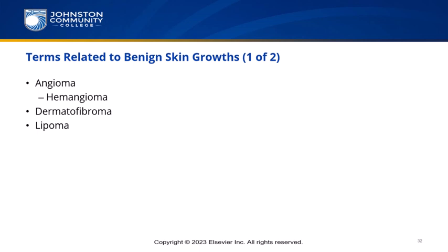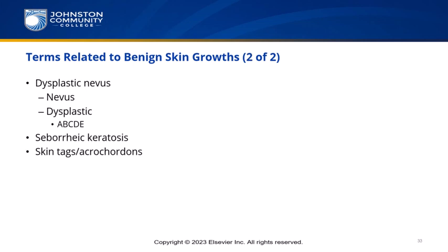Then we have a lipoma, which is a fatty tumor. Remember, lipo is a word part for fat. It is soft, movable, and located in the subcutaneous tissue. Some other benign skin growths include dysplastic nevus. A nevus is a pigmented lesion often present at birth. It is also called a mole. That's what our layman's term is.